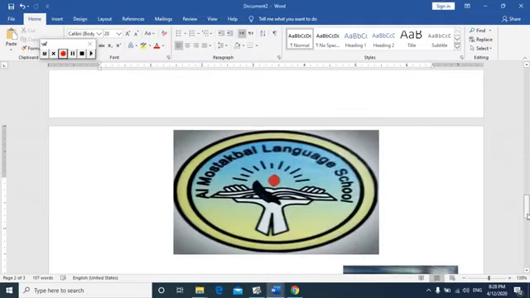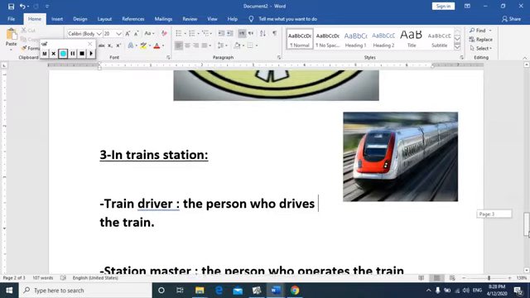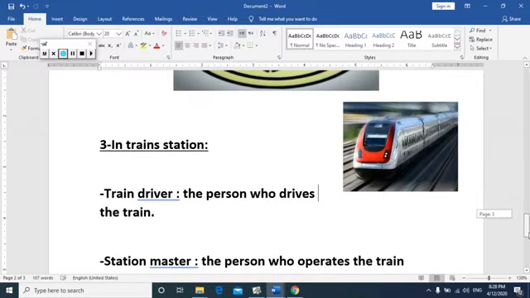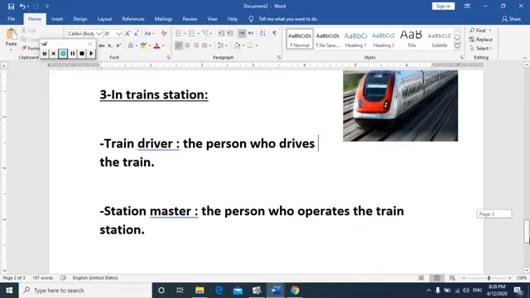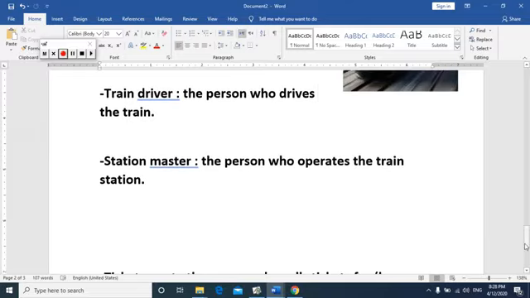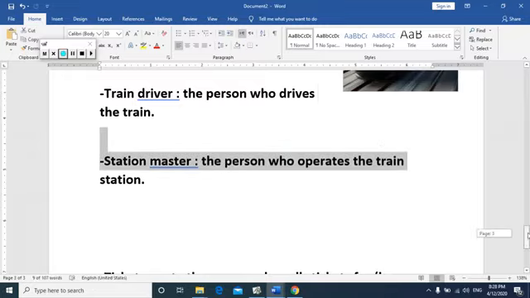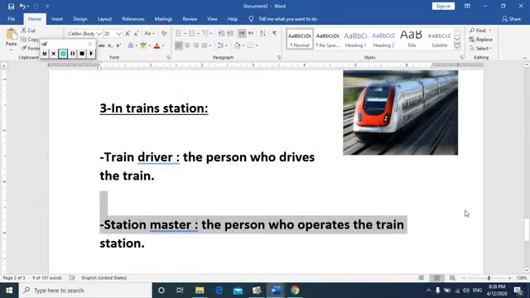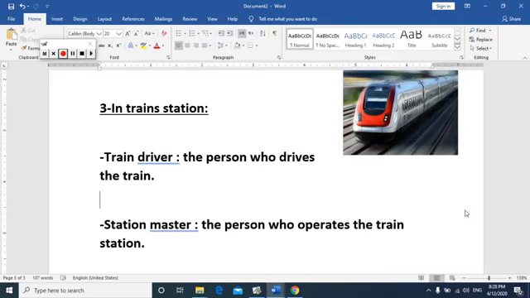Number 3, in the train station, train driver, the person who drives the train. Station master, the person who operates the train station. Okay? Again, in the train station, train driver, the person who drives the train. Station master, the person who operates the train station.